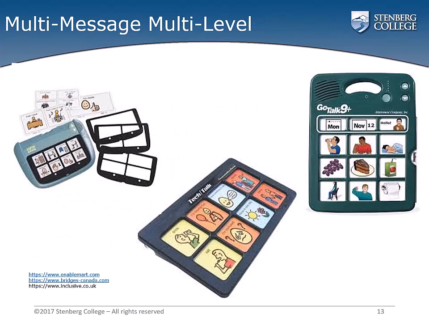On this slide, you can see a few different examples of mid-tech, multi-message, multi-level devices. The Super Talker, which goes from 1 button to 2, then 4, then 8 buttons with 8 levels in total. A Tech Talk 8 with 8 levels, and a GoTalk 9 Plus with 9 buttons and 5 levels. There are many more options available as well.